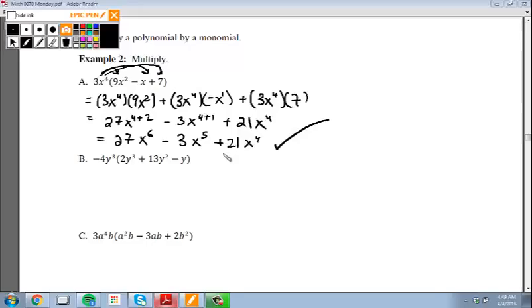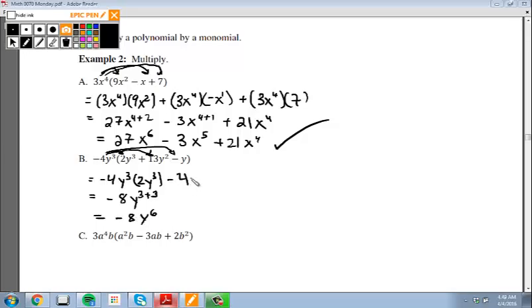We're going to practice a couple more times before getting to the really difficult ones though. So let's distribute here as well. So we have negative 4y to the 3rd times 2y to the 3rd. So negative 4 times 2 is negative 8. And we have y to the 3 plus 3. So that's negative 8y to the 6.